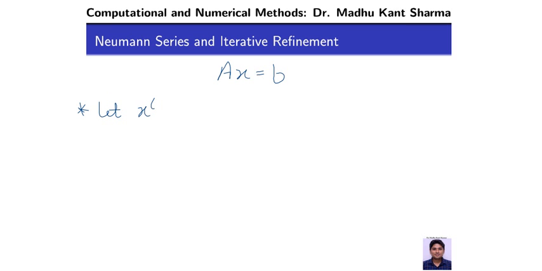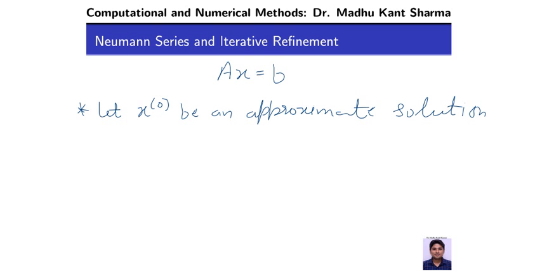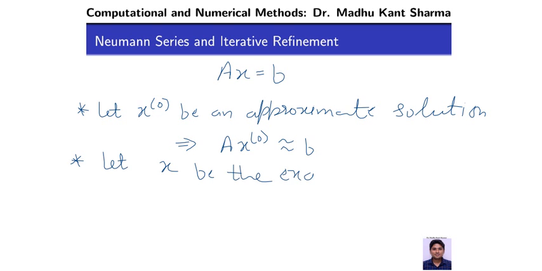Let X0 be an approximate solution of the above system. This implies AX0 is approximately equal to B. Further, let X be the exact solution.